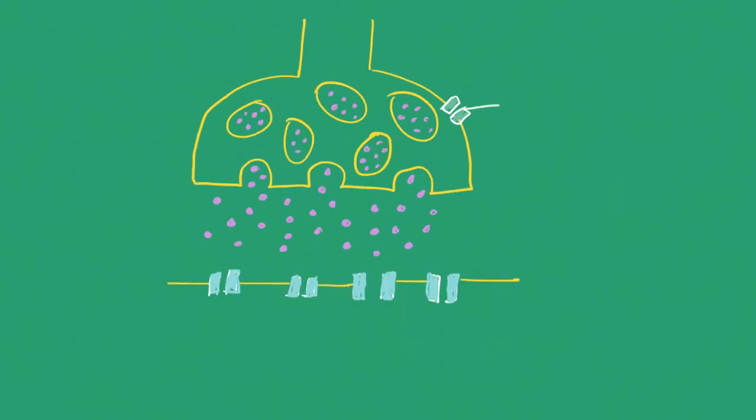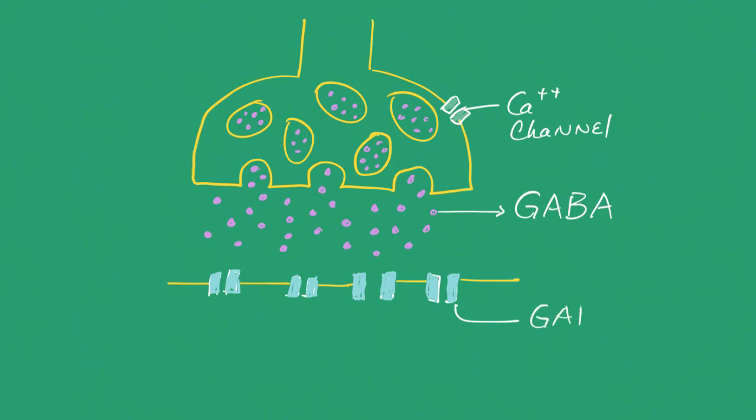Here's an example of an IPSP, which is inhibitory postsynaptic potential. The neurotransmitter that is involved here is called GABA. GABA stands for gamma aminobutyric acid. The receptors for GABA are present on the postsynaptic neuron, and these receptors are ligand-gated chloride channels. Chloride is negatively charged, so when these channels open, chloride will rush in. In order to do that, the GABA must first bind to its receptor.